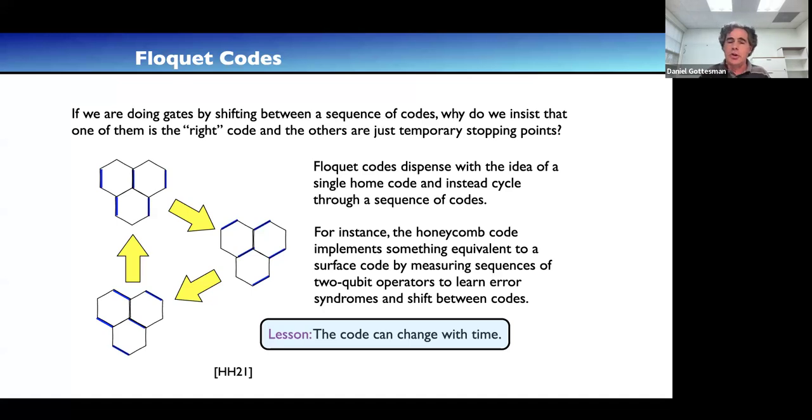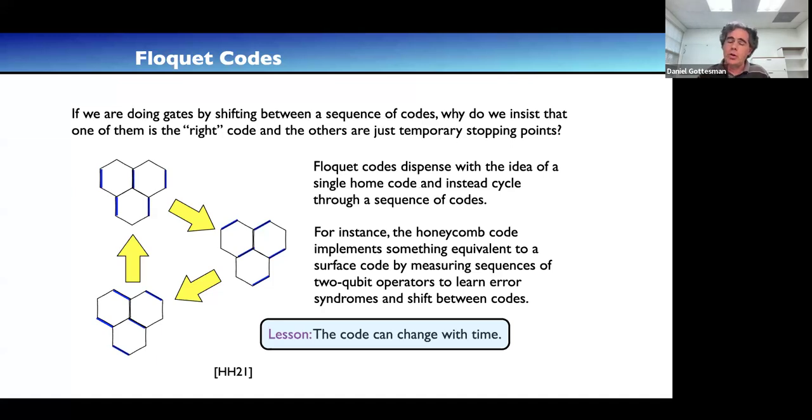In particular, Hastings and Haah had this honeycomb code where they did something that's basically very similar to the surface code. But in the surface code, in order to measure the error syndrome to find out what the errors are, you have to make 4-qubit checks. So the surface code kind of has 4-qubit interactions built into it. But this honeycomb code, the Floquet code that Hastings and Haah found, has only 2-qubit measurements needed.